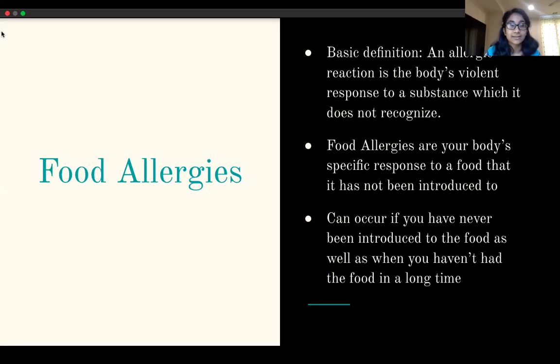Basically, the definition of a food allergy, or how I perceive it, is an allergic reaction or a violent response to a substance that the body does not recognize. So food allergies are your body's response to a food substance that your body does not recognize. It's essentially your body's line of defense. It protects you from anything that the body perceives as foreign, which is very important for your entire physiological well-being. Food allergies can occur if you have never been introduced to the food before, as well as when you haven't had the food in a very long time.